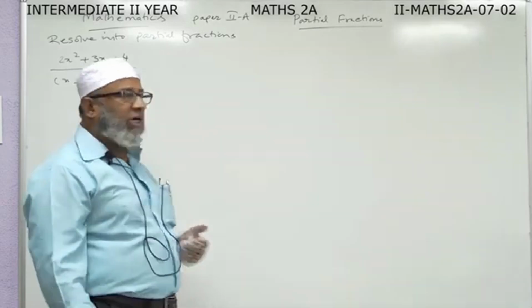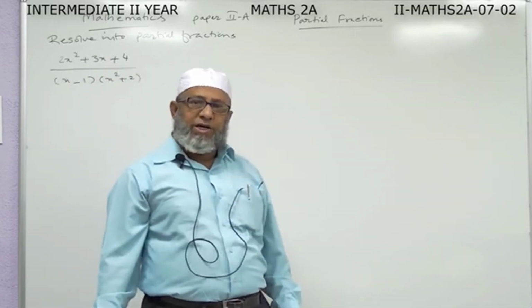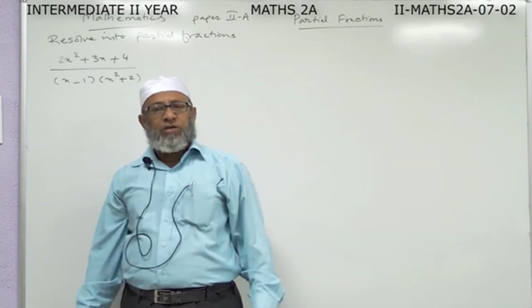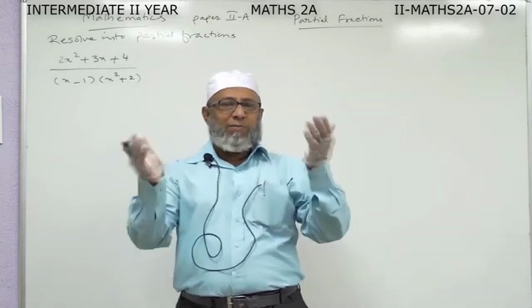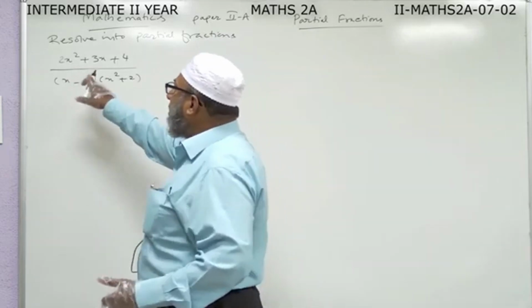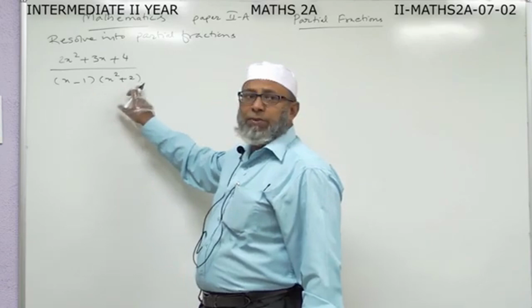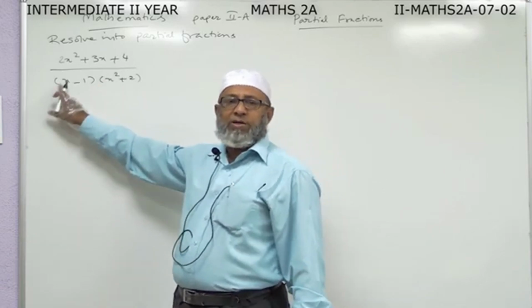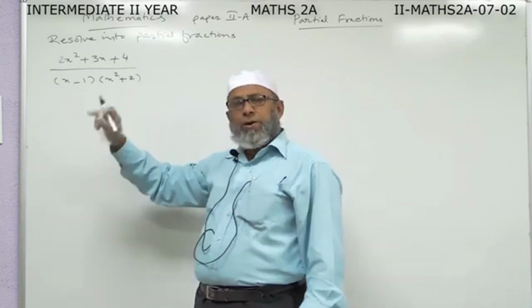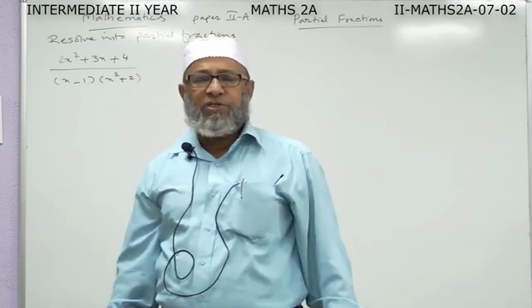Now when you come to the third case, the denominator consists of a quadratic term. When the case is of a quadratic term, you have to see whether the quadratic part can be resolved into linear factors or not. As you have seen here, (2x² + 3x + 4)/((x − 1)(x² + 2)). Here one term is linear, another is quadratic. This quadratic part, x² + 2, cannot be resolved into linear factors, isn't it?